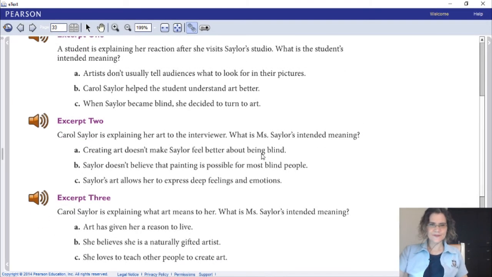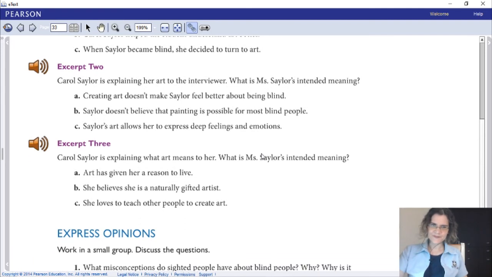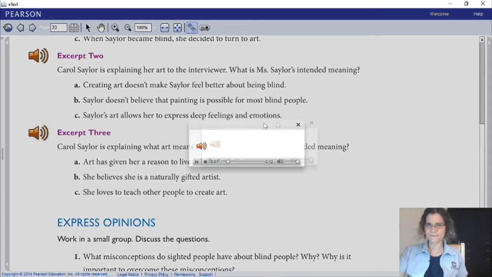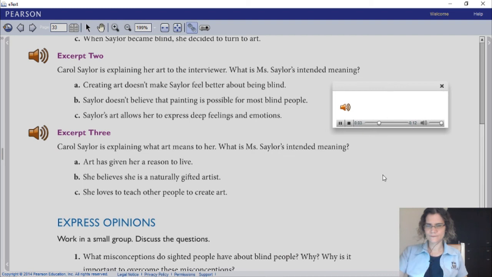Awesome. Excerpt 3. Carol Saylor is explaining what art means to her. What is Miss Saylor's intended meaning to her statement? It is definitely not art therapy. It is way beyond art therapy. It's an expression of my inner gut.